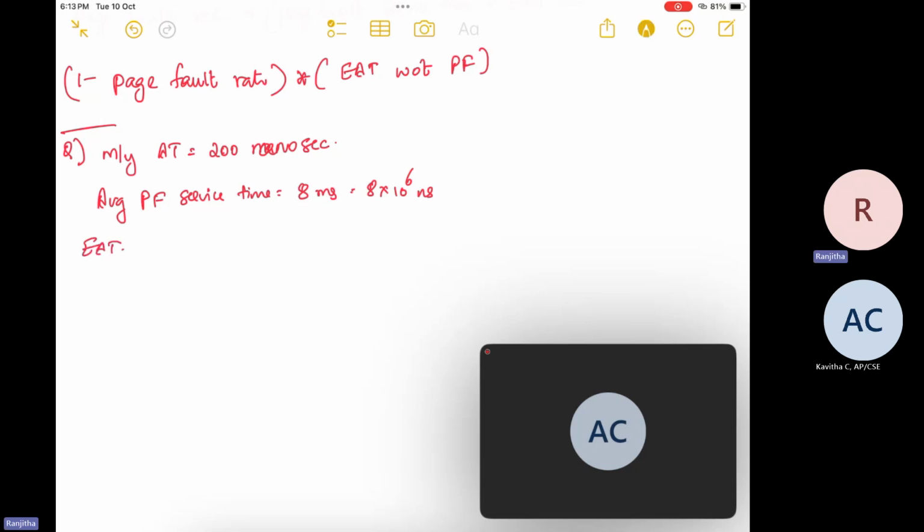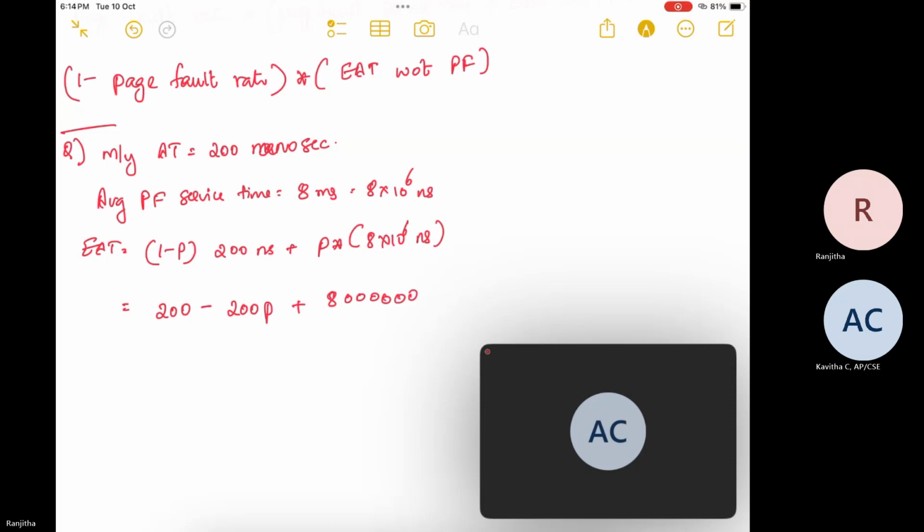So effective access time will be, here the page fault rate is not given, right? So it's (1 minus page fault rate) into 200 nanosecond plus P into page fault service time, which is 200 minus 200p plus, which is 200 plus p into 799,800.